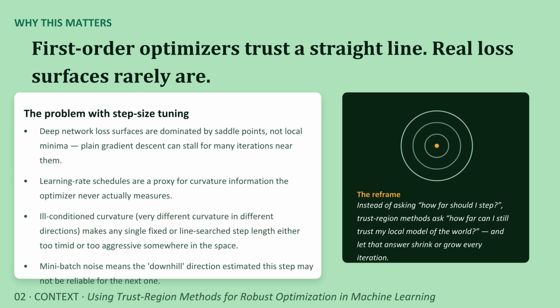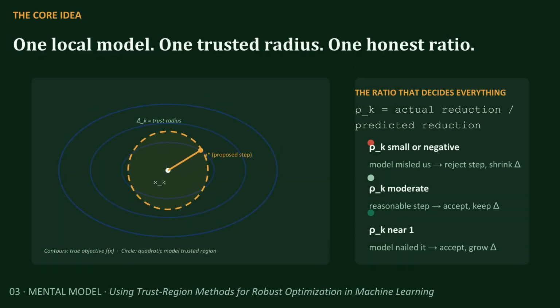So here's the reframe that trust region methods offer. Instead of asking, how far should I step, they ask, how far can I still trust my local model of the world? And they let that answer shrink or grow, automatically, every single iteration. No schedule required. One local model, one trusted radius, one honest ratio. That's the mental model underneath every method we'll cover today.